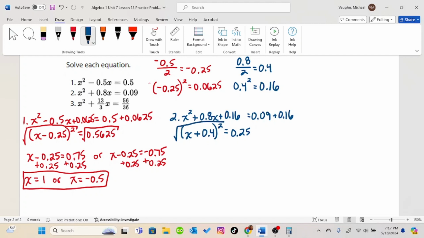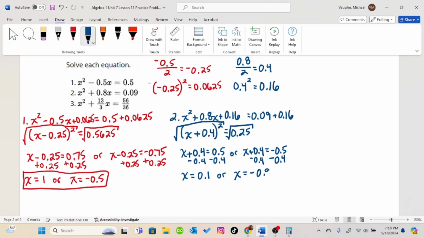Next, we will take the square root of both sides. When you take the square root of something being squared, you're left with what's inside. So x plus 0.4 equals positive 0.5, or x plus 0.4 equals negative 0.5. We will subtract 0.4 from both sides on both equations. Our first answer becomes x equals 0.1. Our second answer becomes x equals negative 0.9.